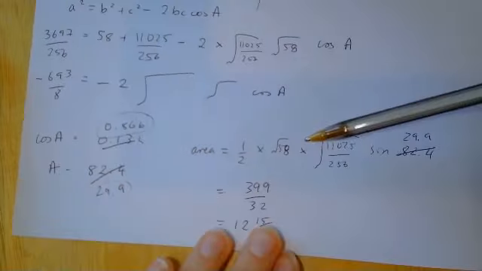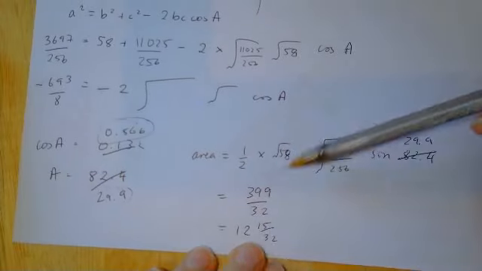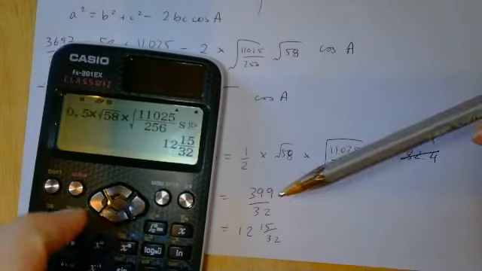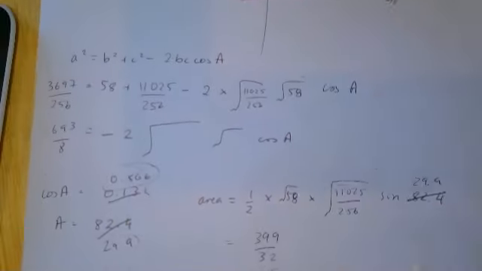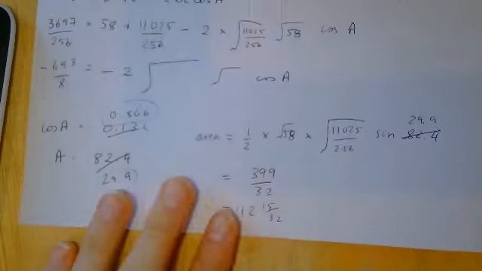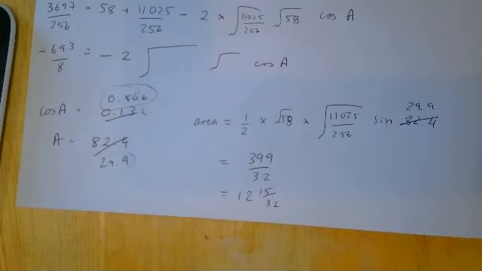I tried to rush and not bore you with the typing into the calculator of this bit. But if you do this properly, you'll get that cos A is 0.866. You get that A is 29.9, so that when you put 29.9 in here, it does turn out on the calculator to be a nice fraction. Well, what a catastrophic end to an otherwise successful hour and a bit.